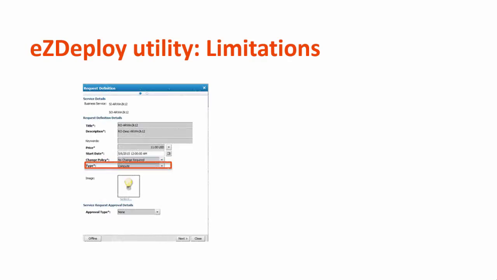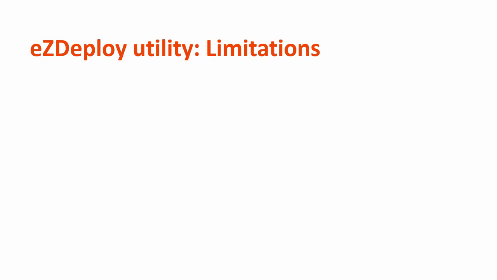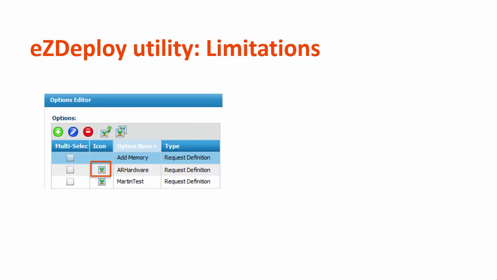EasyDeploy creates a request definition type as compute only, irrespective of the original request definition type of the service imported. For example, OpenStack service has the request definition type as OpenStack, but after importing the OpenStack service, the request definition type is set to compute by EasyDeploy. You must then manually set the correct request definition type for the imported service. Lastly, for imported option icons to be visible on the GUI, you must restart the mid-tier service and clear the browser cache.